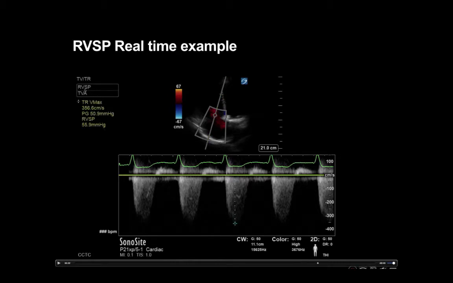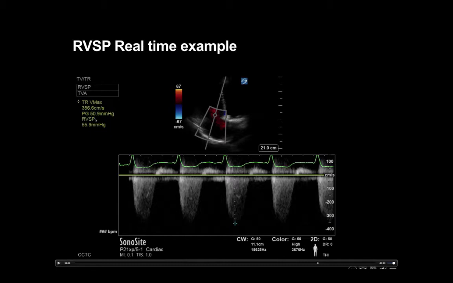and in this case using the RVSP form of the calculations package, which is available on many of the machines. And we can see here that the peak velocity is nearly 3.5 meters per second, which it converts automatically into a peak gradient, which is the gradient between the right ventricle and the right atrium. And that simply is by plugging this number 3.5 into the 4V squared equation, which pumps out the pressure.